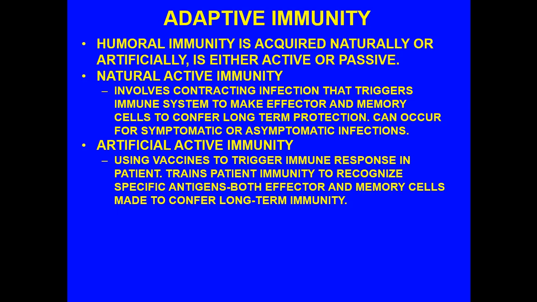So the first case, natural active immunity: I've got the measles, I've got polio, I've got chickenpox, something like that. Subsequent attacks, I would have basically long-term protection because my immune system has fought it off and now has memory cells to provide protection subsequently.